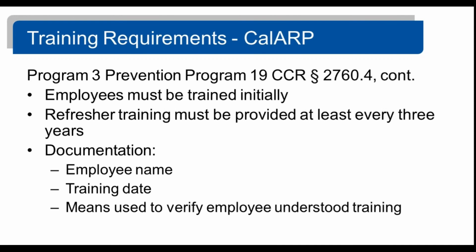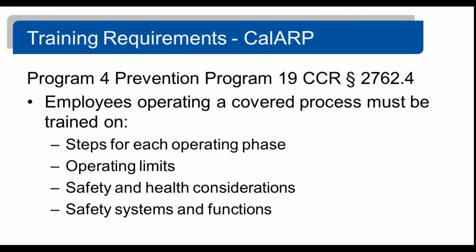So we have specific elements that must be included as part of the documentation if your facility is a Program 3 facility. Now, Program 4 facilities, training requirements are also spelled out in state regulations. Again, Title 19, California Code of Regulations, and the training requirements are in Section 2762.4. And this training, again, is specific for those employees that operate a process that is covered under CalARP.